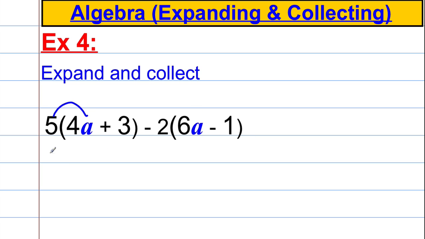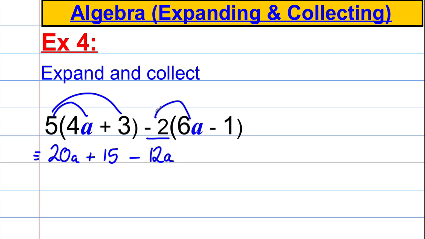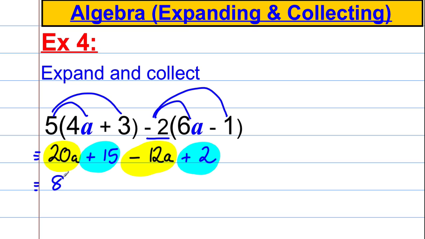5 multiplied by 4a is 20a. 5 multiplied by 3 is positive 15. Negative 2 multiplied by 6a is negative 12a. And negative 2 multiplied by negative 1 is positive 2. Right, highlighter out, 20a, subtract 12a, or negative 12a, which will be 8a. And we've got 15, add 2, which is 17. So clearly we have here 8a plus 17. And we're done, and they're the main examples of expanding and collecting two single brackets together.